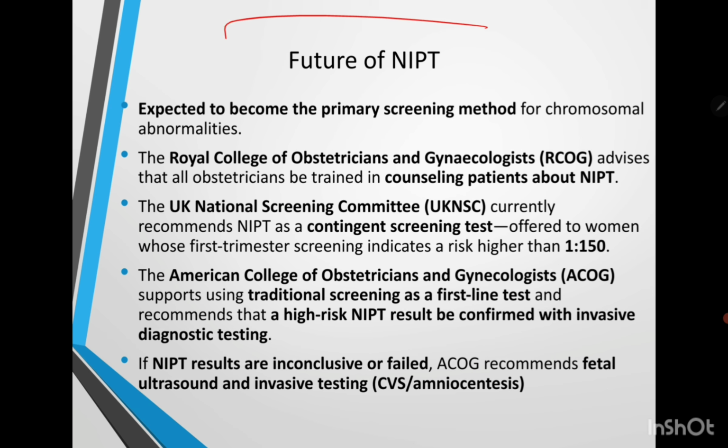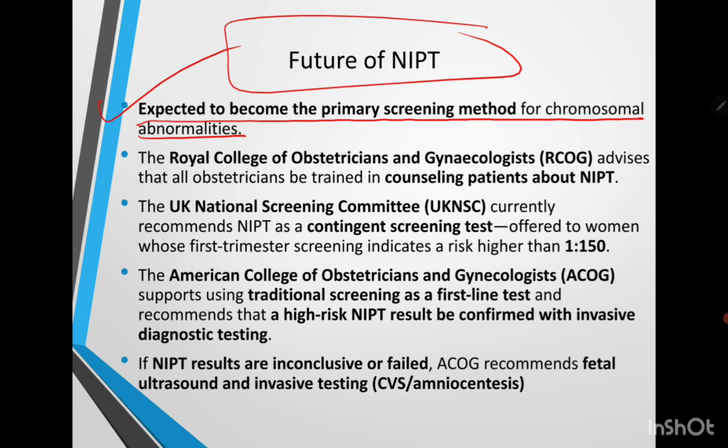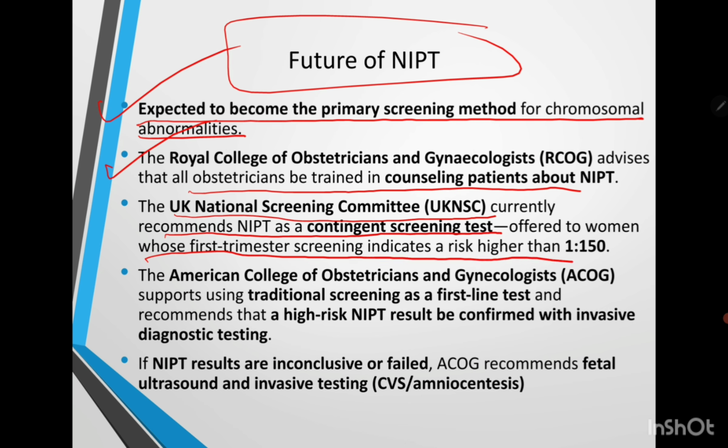The future: what is the future of NIPT? It is expected to become the primary screening method for chromosomal abnormality. The RCOG advises all obstetricians to be trained in counseling patients about NIPT. The UK national guideline currently recommends NIPT as a contingent screening test offered to women whose first trimester screening indicates a high risk of 1:150. If it is high risk, then you go on to NIPT.